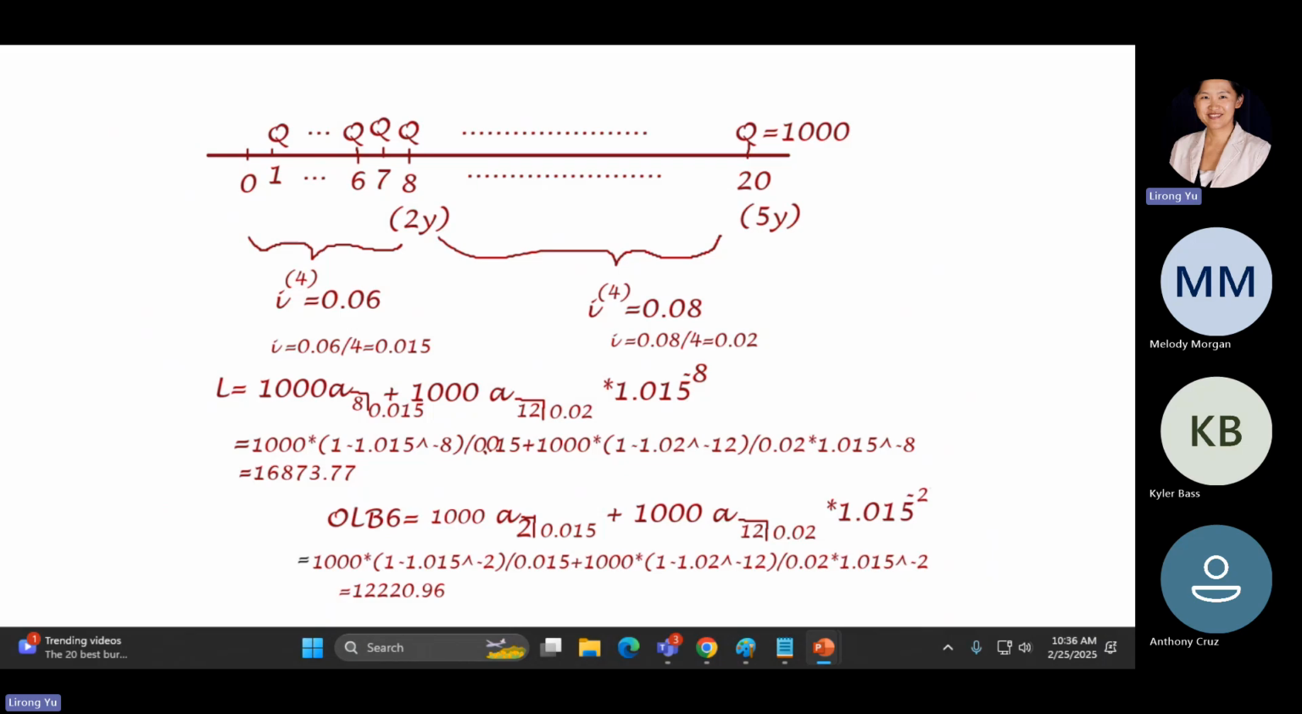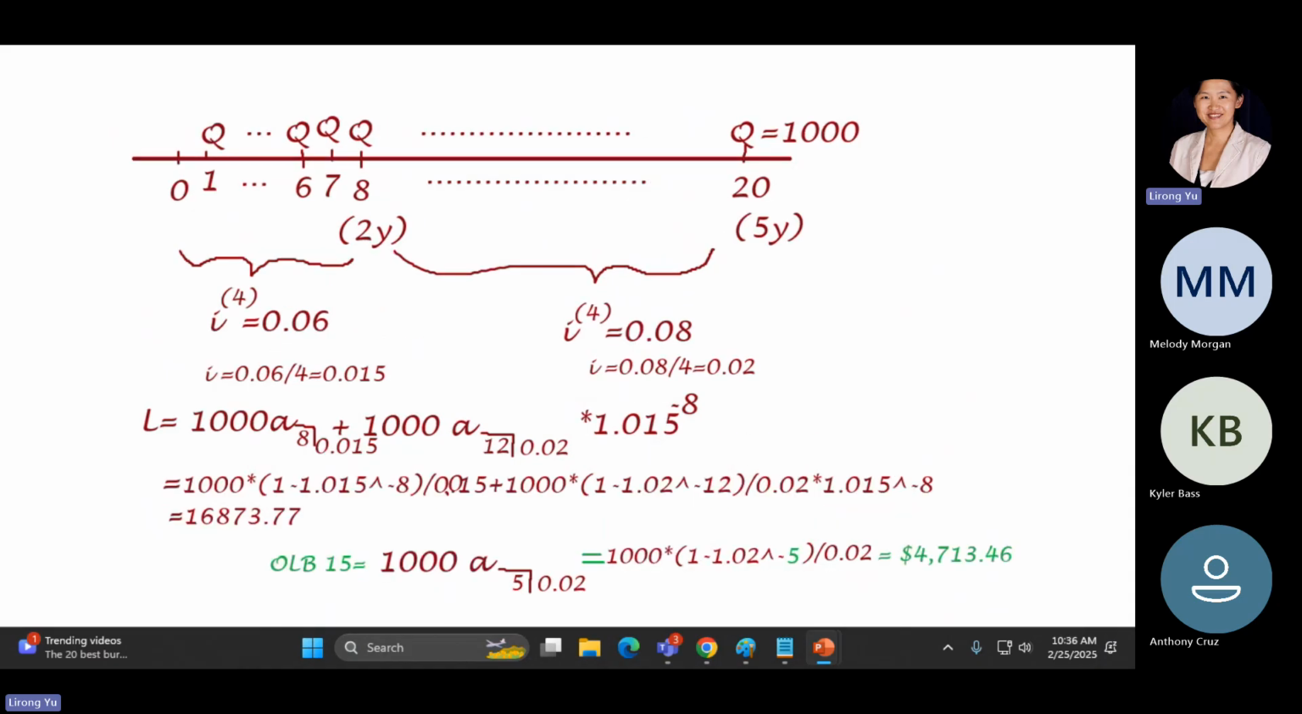The calculation for the loan balance and the OBL6 is very similar. You always have to consider the 2 different scenarios, one with a lower interest rate, one with a higher interest rate. Any question? Feel free to use your speaker if you have any questions.